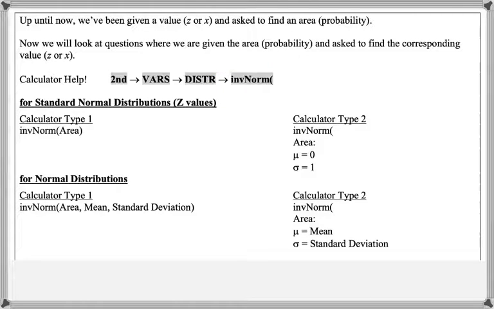On the calculator, this is called the inverse normal command, or invNorm. For standard normal distributions, on calculator type 1, you just need to specify the area and it will tell you the value. On calculator type 2, for the standard normal, you do need to specify that the mean is 0 and the standard deviation is 1. For normal distributions, you do need to specify the mean and the standard deviation, and that's on both types of calculators.